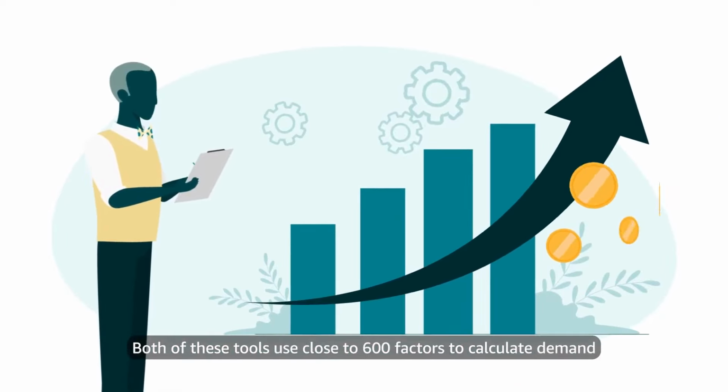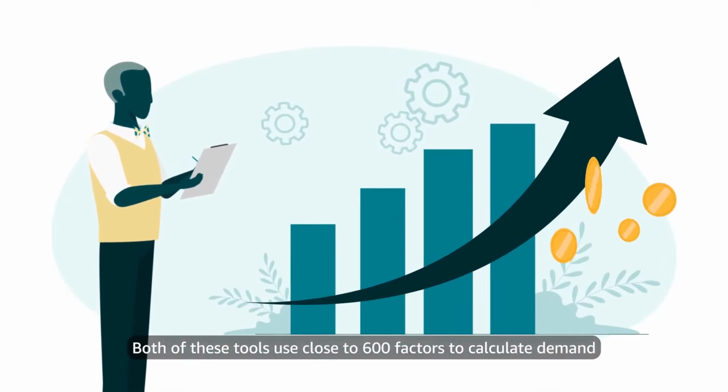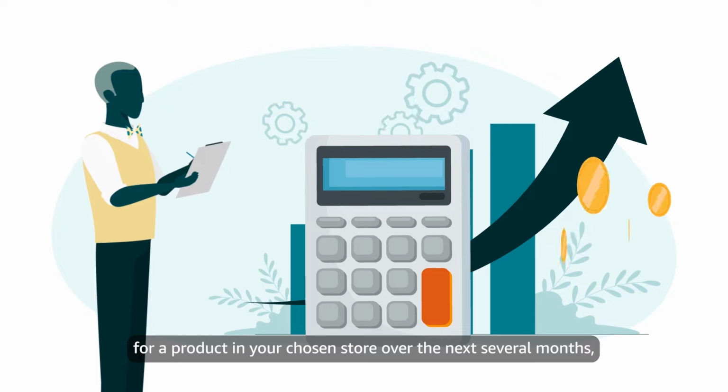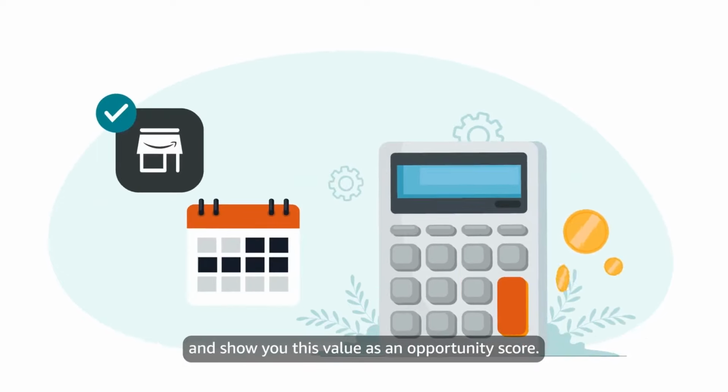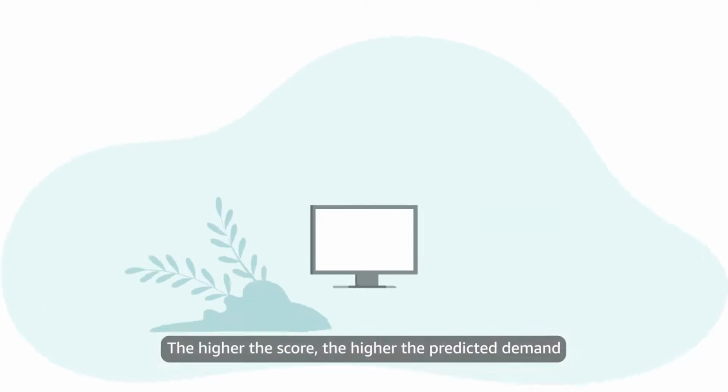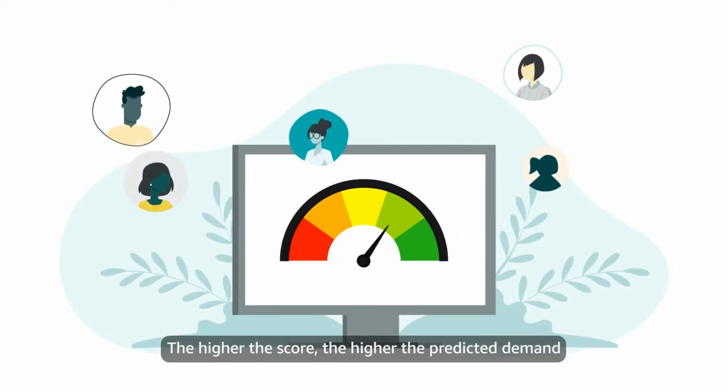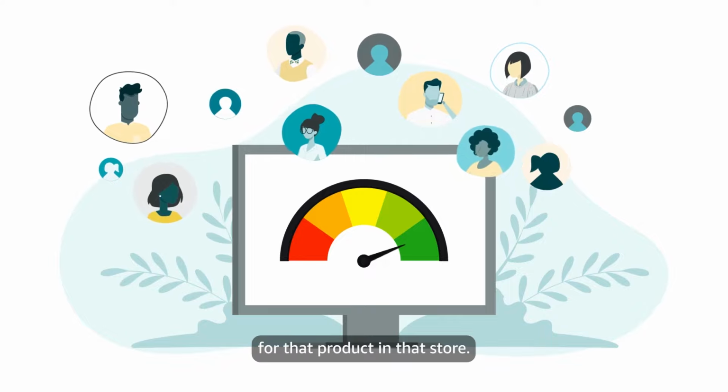Both of these tools use close to 600 factors to calculate demand for a product in your chosen store over the next several months and show you this value as an opportunity score. The higher the score, the higher the predicted demand for that product in that store.